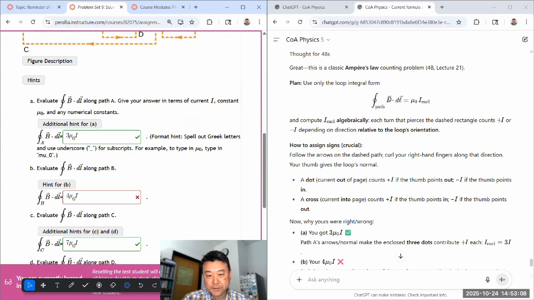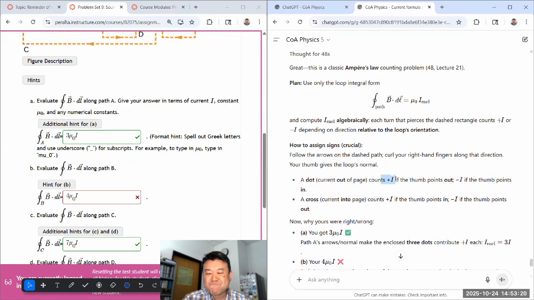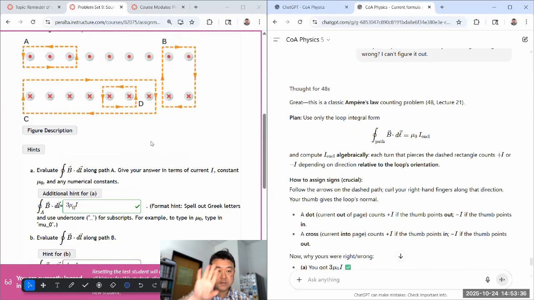Only the looking at the form and compute algebraically how to assign sign. Yeah, that's the part that I need explanation of. Follow the arrows on the dashed path. Curl your right hand fingers along that direction. So for A, you can say, okay, right fingers curl in the counterclockwise direction, and the thumb points out. So if the thumb points out, then current out of page is plus I.